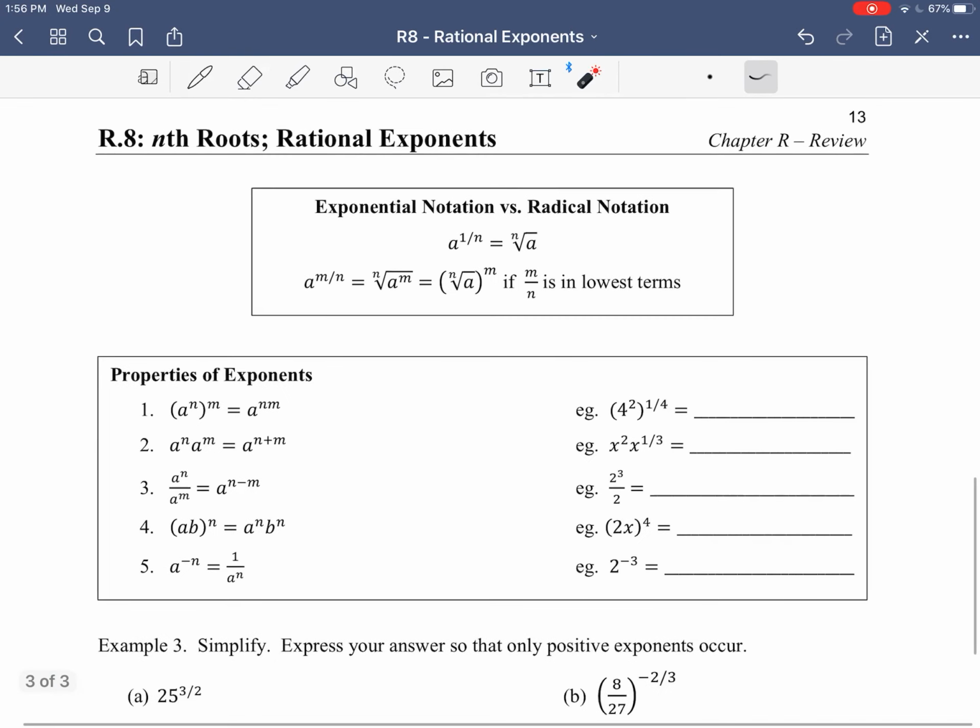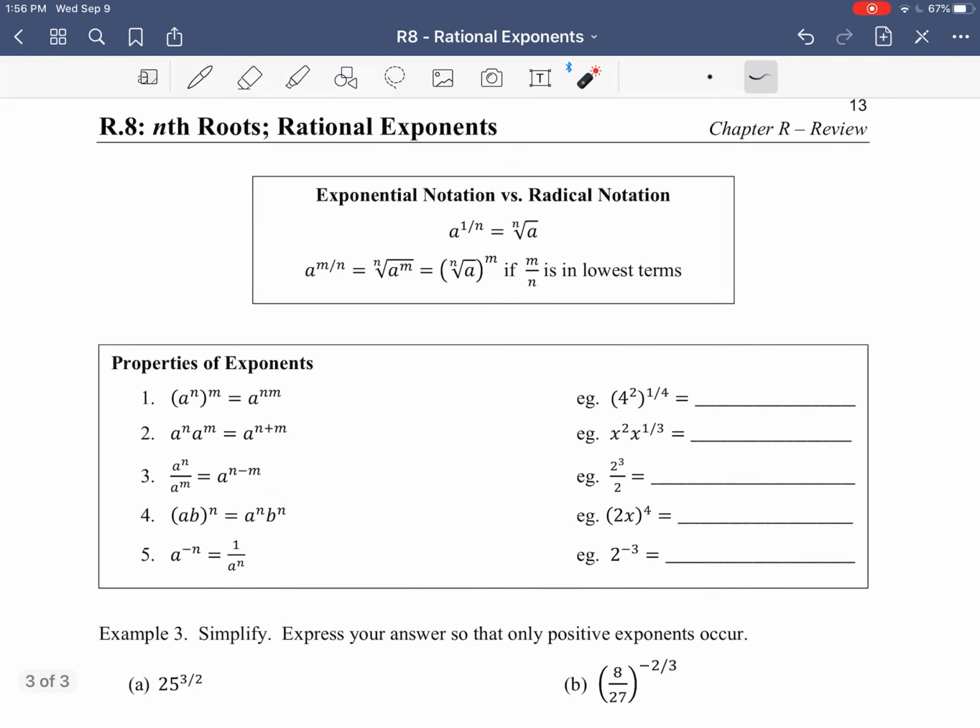And now let's talk about how these radicals relate to exponents, because they do. So a to the power 1 over n is the same as the nth root of a. Similarly, a to the power m over n is equal to the nth root of a to the m, which we know is the same as the nth root of a all to the m. So that's how they relate.